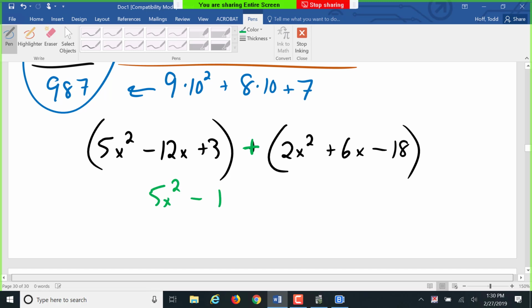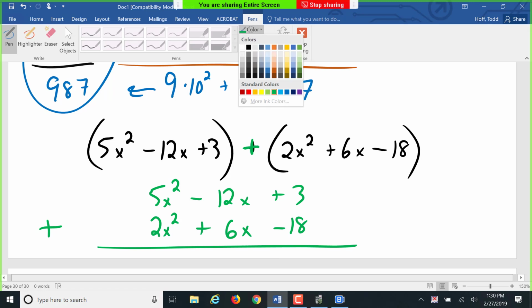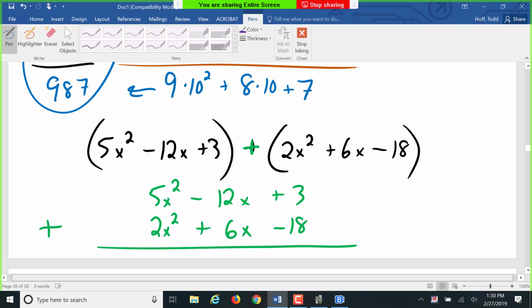5x squared minus 12x plus 3. We're going to line up the columns just like we did with our whole numbers. So the 2x squared goes under the 5x squared. The 6x goes under the negative 12x. The negative 18 ones goes under the positive 3 ones. And we are adding down our columns.